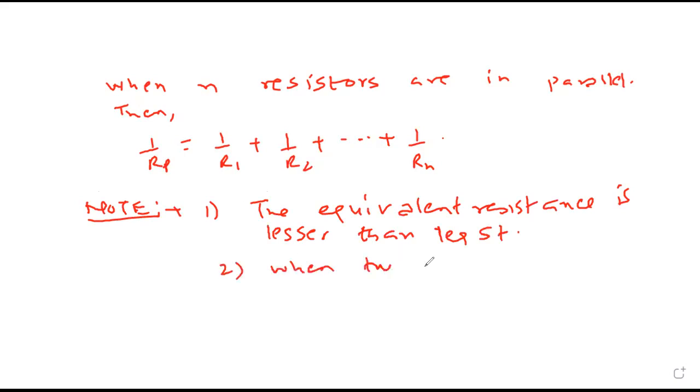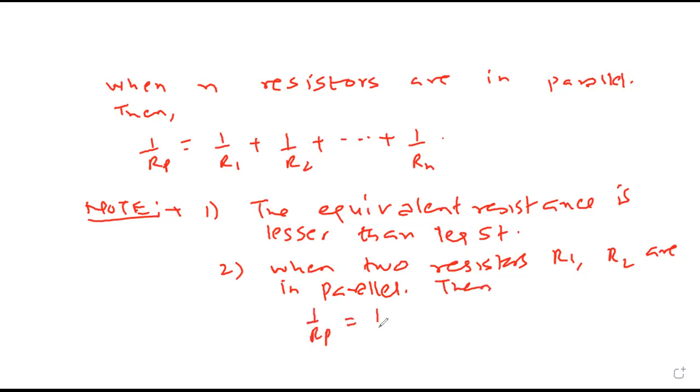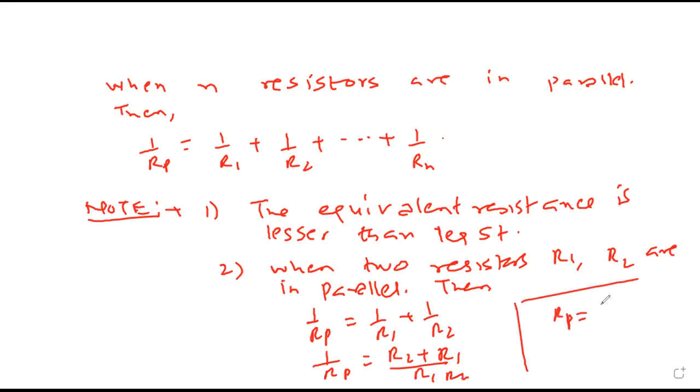When two resistors R1, R2 are in parallel, then 1 upon Rp is 1 upon R1 plus 1 upon R2. So 1 upon Rp is R2 plus R1 upon R1 R2. That gives Rp equals product upon sum. Okay, just copy this much. So whenever in a numerical you see two resistors in parallel, directly you will say the answer is product upon sum.